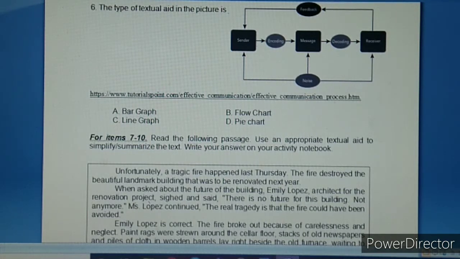Next, for items 7 to 10, read the following passage. Use an appropriate textual aid to simplify or summarize the text. Write your answers in your answer sheet. So again, using your module, I want you to read the following passage and use an appropriate textual aid to simplify or summarize the text. Write your answers in your answer sheet.